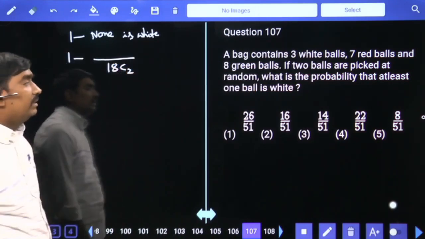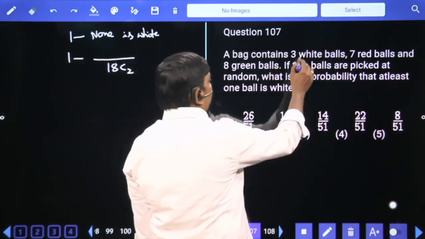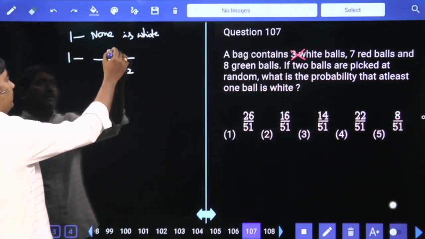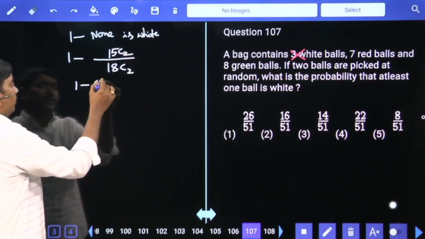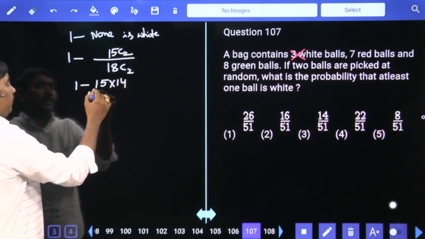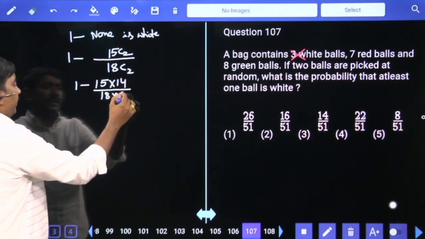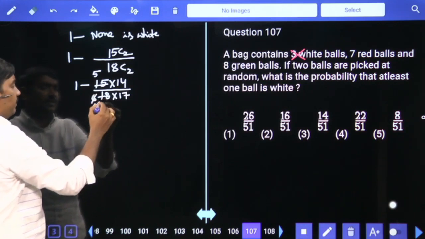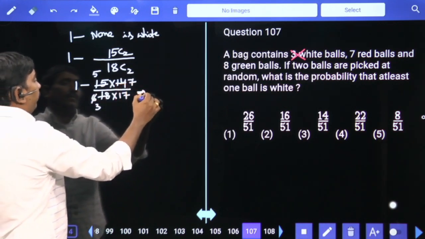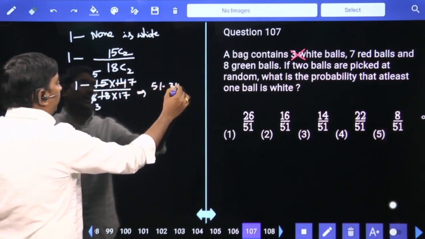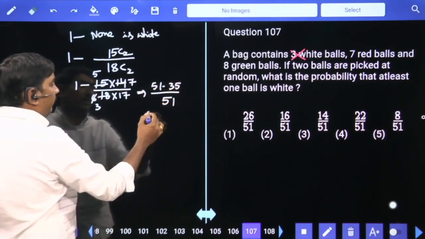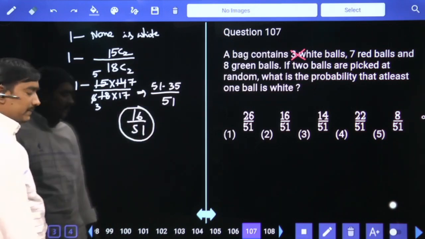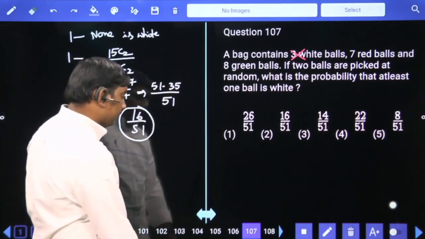18 C2. None is white means except white, from the remaining 15 balls only we need to draw 15 C2. So 1 minus 15 into 14 by 18 into 17. Cancelling gives 1 minus 35 by 51, which is 16 by 51. That is your answer. So at least 1 means 1 minus none.